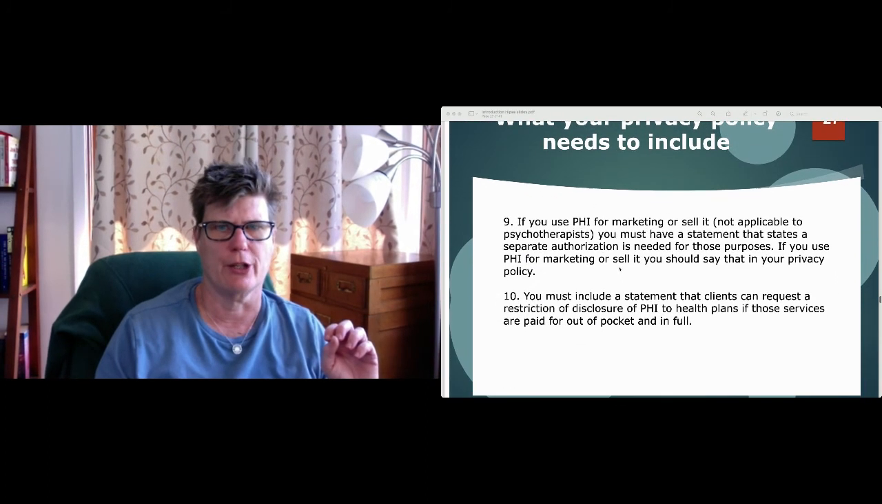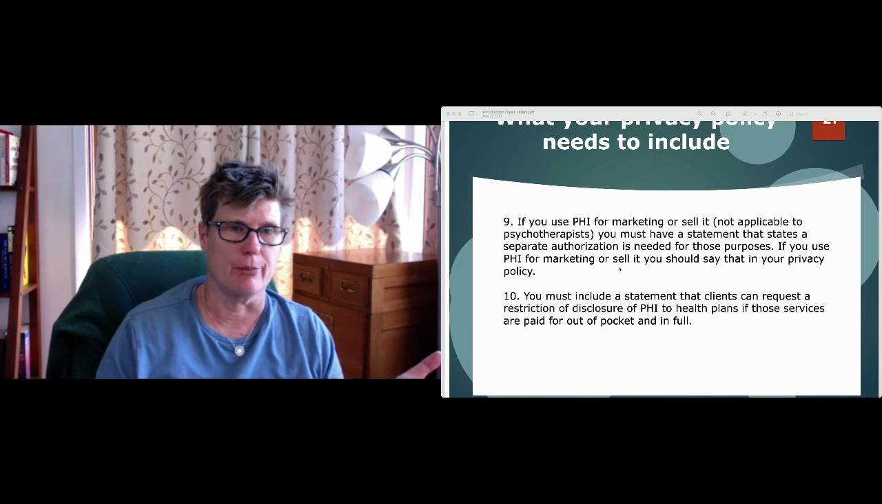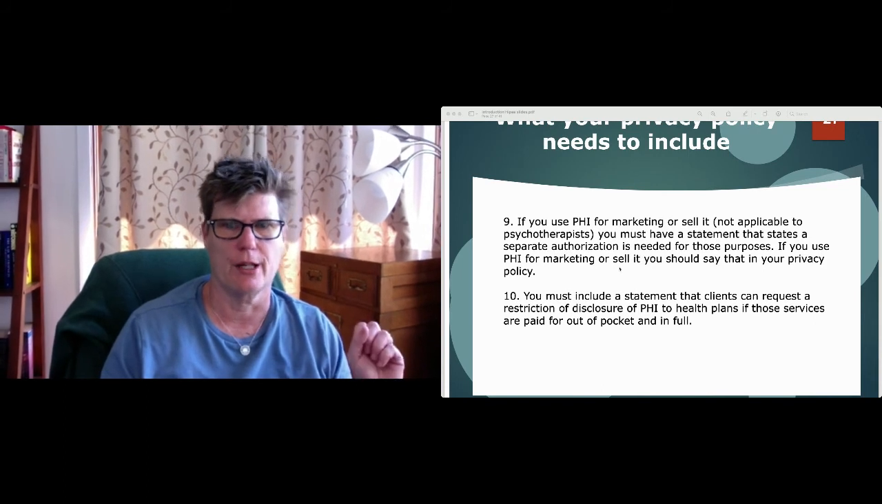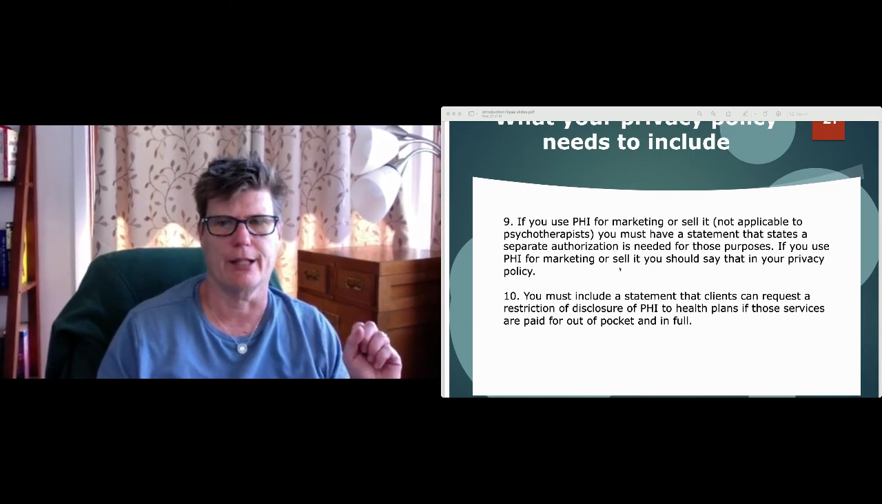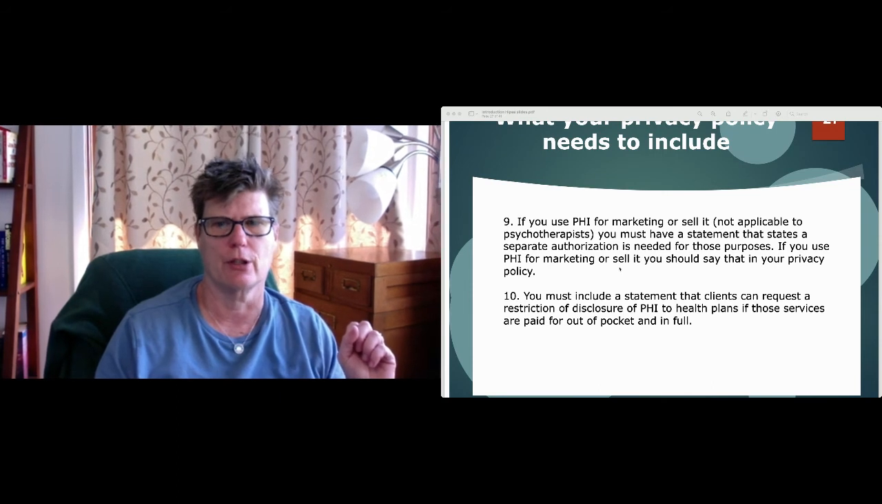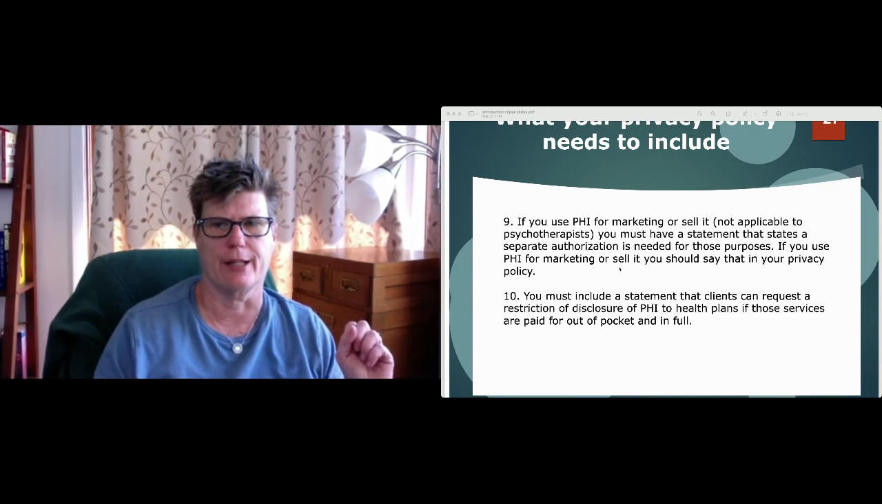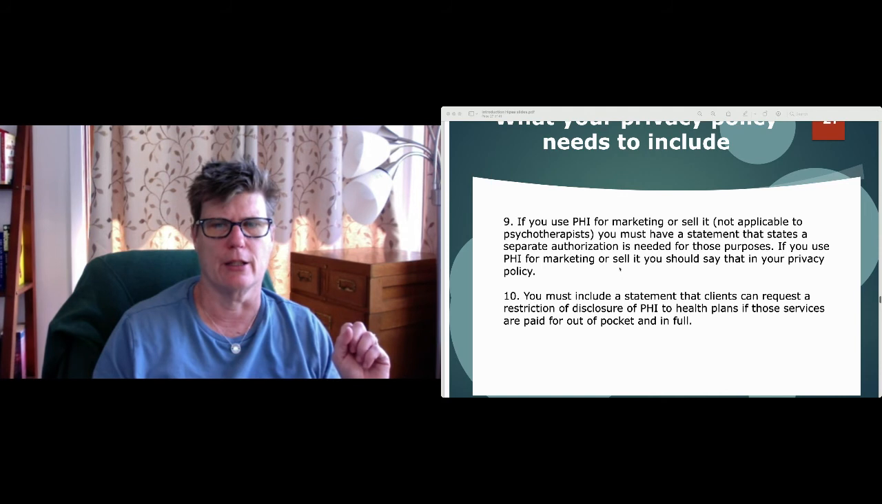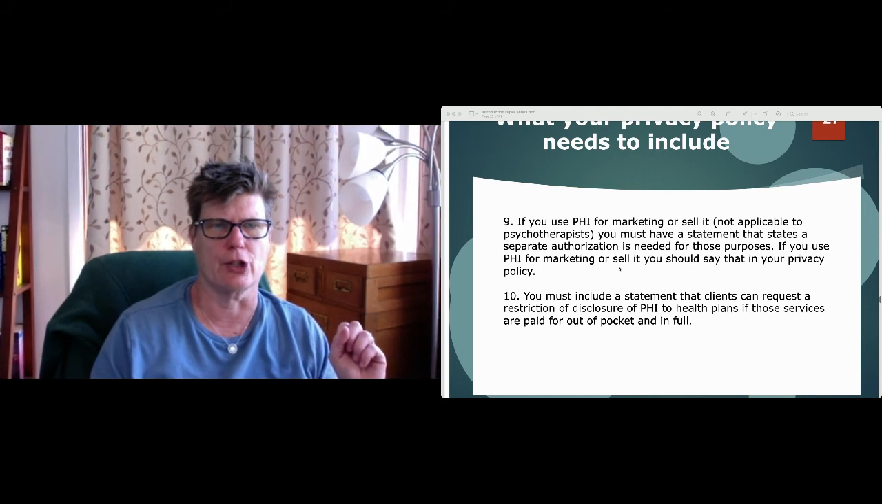If you use PHI for marketing or sell it, which isn't applicable to us, there's some other rules. And you must include a statement that the clients can request a restriction of disclosure of PHI to health plans if the services are paid for out of pocket and in full. So if somebody's private paying, they can request that you not disclose PHI to health plans.